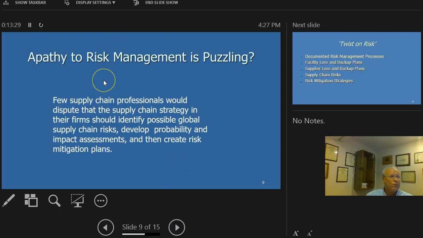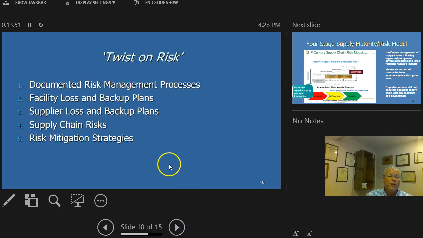Okay, so why is it that most companies are so apathetic about this? Because from the supply chain side and the transportation side, we know it's going to happen, and we know we need to identify that risk. And we need to go through the steps of a formal or informal organizational process review in terms of where it is, and then come up with the answers to mitigate it. So the twist here is you have to document the process. You have to have facility backup plans, supplier risk, and you have to have mitigation strategies. So this obviously takes time and takes commitment on the part of the company to do all this. But it doesn't have to be horribly complicated, as I'll show you in just a minute.